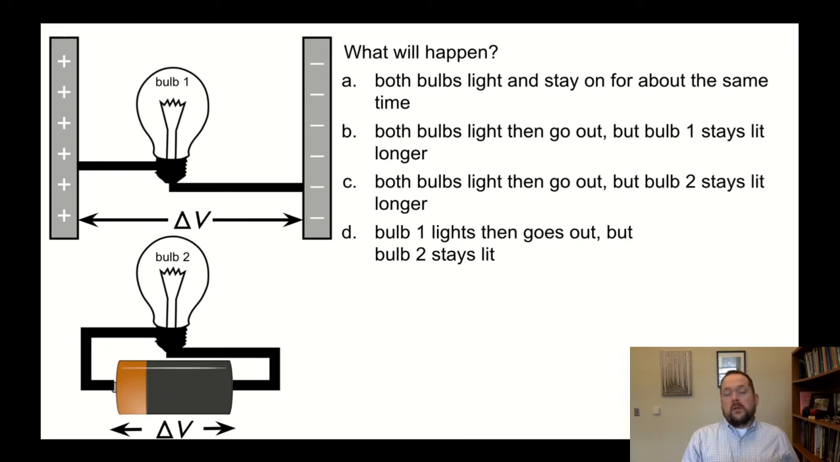The best answer here, in my opinion, is D. Bulb 1 lights and then goes out when that capacitor is discharged and back to neutral. But bulb 2 will stay lit at least for some period of time. And absolutely, batteries eventually run out of the energy they store and quit pumping charge. But it's a much, much longer process than your typical capacitor. If you've used any flashlight in your life, you'll know that you have several hours to several days, depending on the type of bulb that's in that flashlight, before the batteries need to be replaced in that unit.